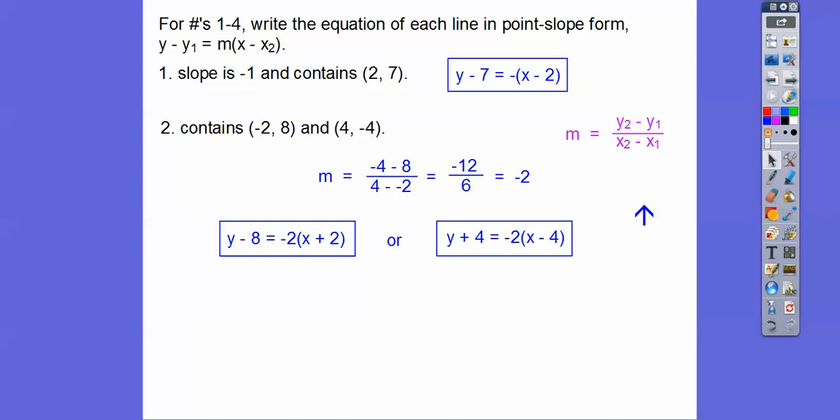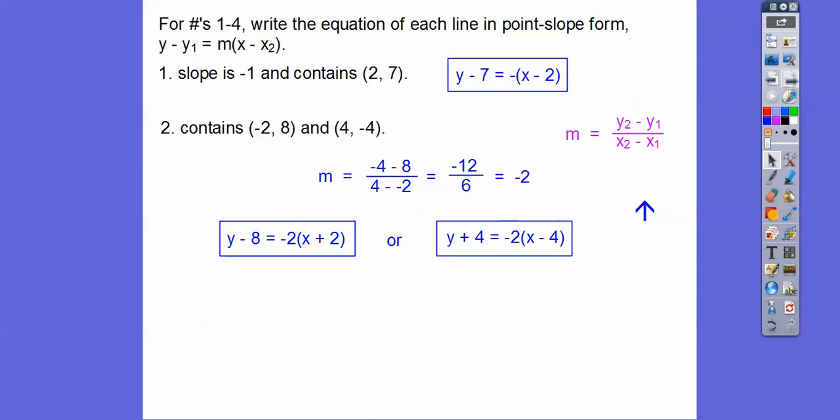Either point you can plug in right there. Let me show you. We know the slope is -2. We did this y minus this y, so -4 minus 8 is -12. And then 4 minus a -2 is 4 plus 2, which is 6. So -12 over 6 is -2. So here's the slope, -2. Then we did this point: y minus 8 equals the slope -2 times x minus a -2, which is x plus 2. Or we can do this point: y minus a -4, which is y plus 4, equals the slope times x minus this x value right there.